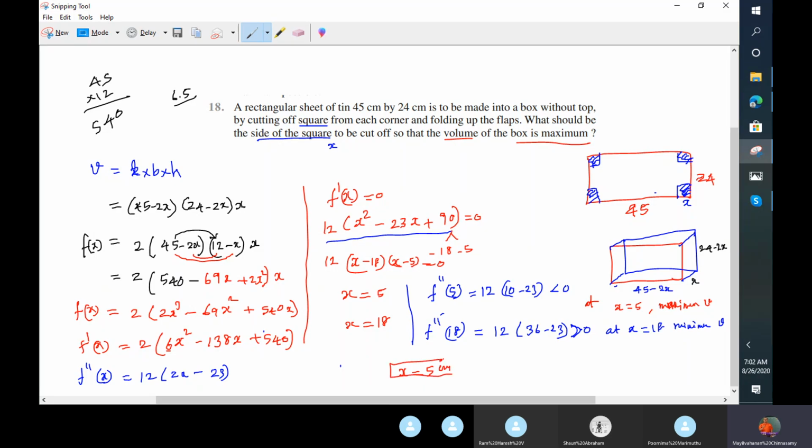So the answer is x equal to 5 centimeter. All the corners you have to cut out 5 centimeter, so that the volume of the cuboid should be maximum. Understand, dear students? They are not asking you to find the maximum volume. They ask you to find what should be the side of the square. That's all. So x equal to 5. If you cut off a square of side 5, you can get the maximum volume. Understand, dear students?